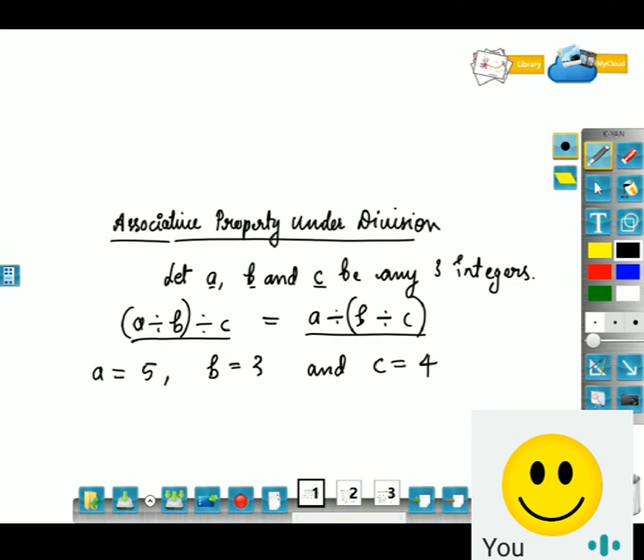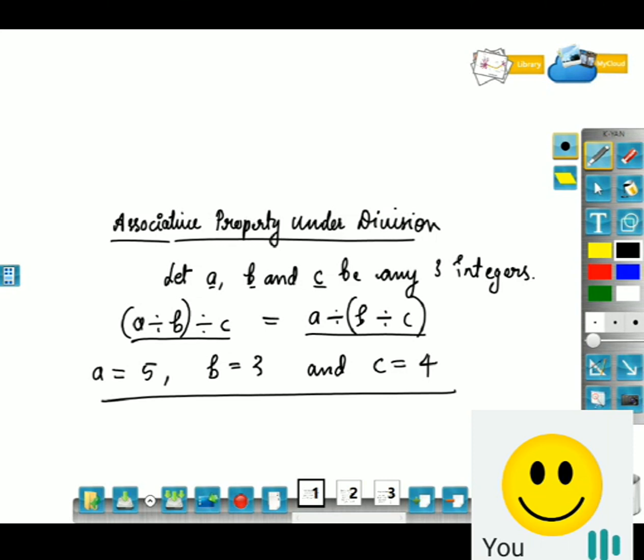But here you need to be very careful. What I have done, I have put bracket for a and b on the left hand side, and on the right hand side I have put bracket for b and c. Now let us check whether your left hand side and right hand side of the equations are equal or not. How to check? Take some values for a, b, and c. Any values you can take. I have taken a is equal to 5, b is equal to 3 and c is equal to 4. So these are the values I have taken for a, b, and c.